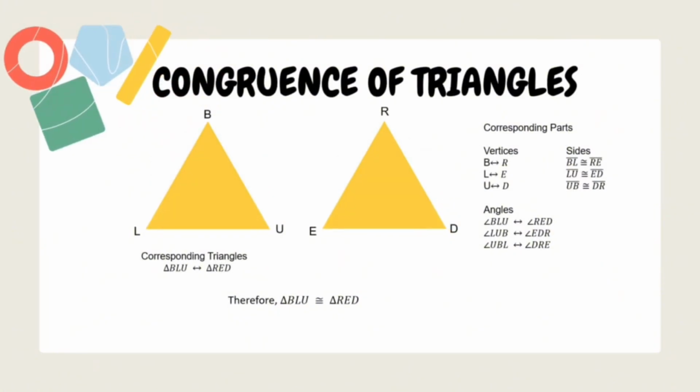Corresponding congruent parts, sides. Segment BL is congruent to segment RA. Segment LU is congruent to segment ED. Segment UB is congruent to segment DR. Angles. We have angle BLU is congruent to angle RED. Angle LUB is congruent to angle EDR, and angle UBL is congruent to angle DRE.